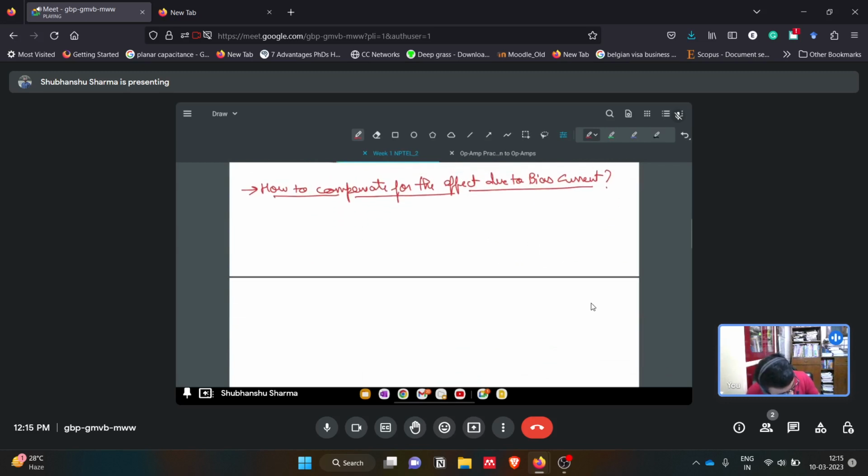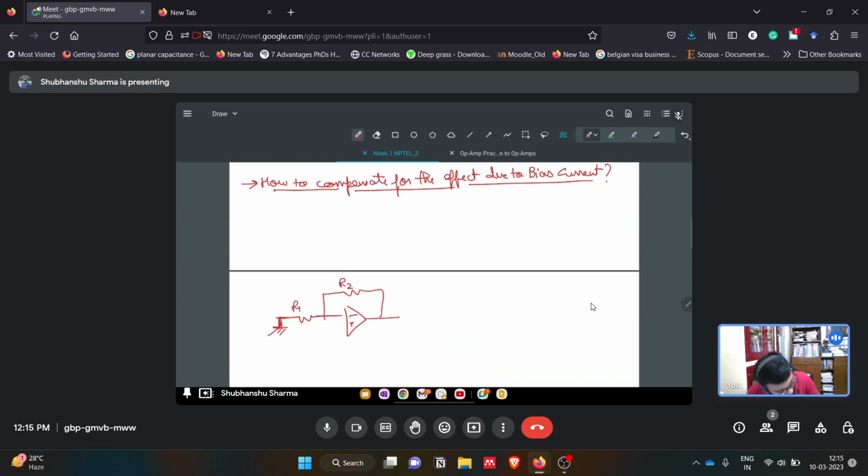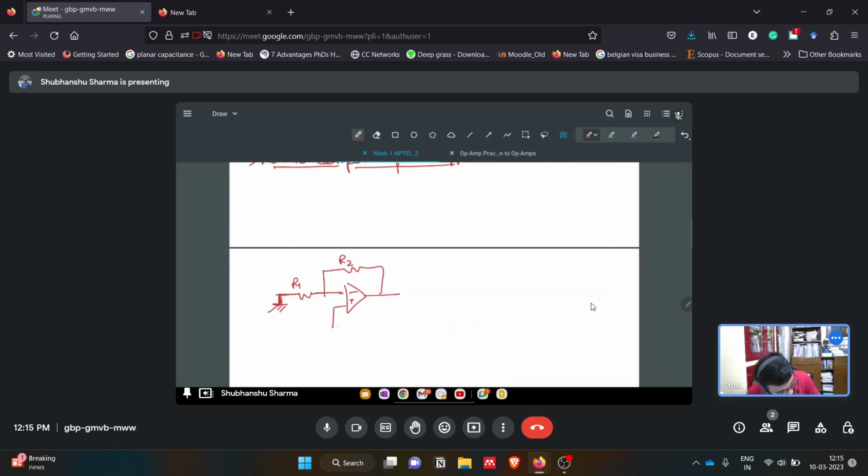So let's say, for the time being, we are not giving any input voltage. We are just talking about the effect of the bias current at the output. So this we saw earlier, R2, R1. The input voltage we have grounded, and now we are connecting one resistor here. We don't know the value of this R, so let's say it is R3. This is the current IB2 entering from here. This is the current IB1. This is I2.